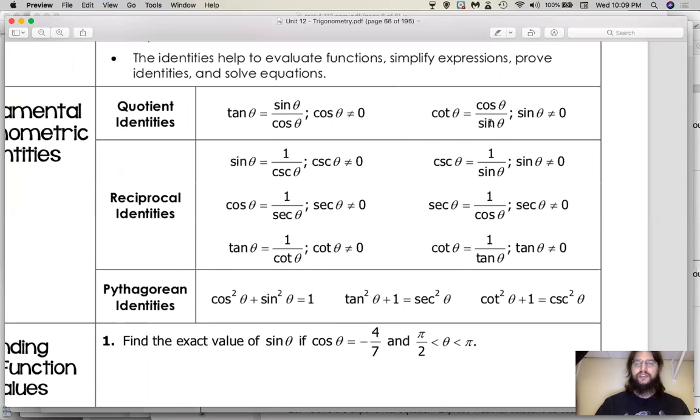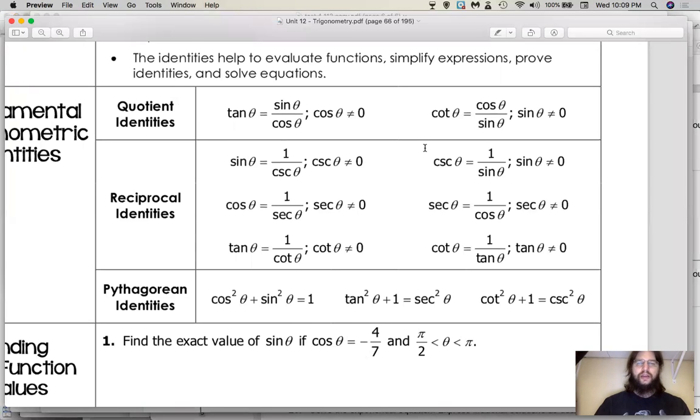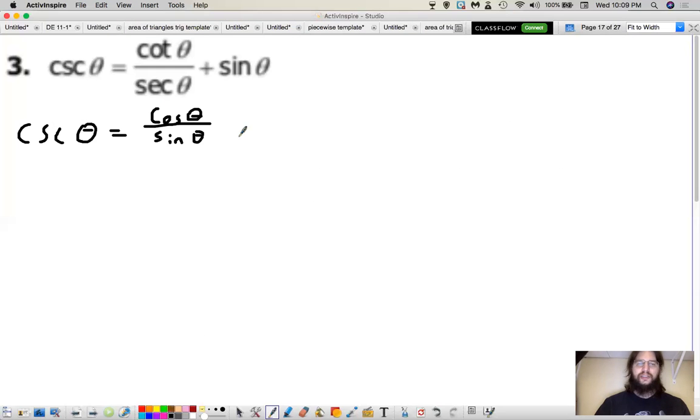Cotangent is cosine over sine. Sine theta over sine of theta. And then we have secant is 1 over cosine, over, big fraction bar there, 1 over cosine theta plus sine of theta. We can subtract sine of theta from both sides, right?